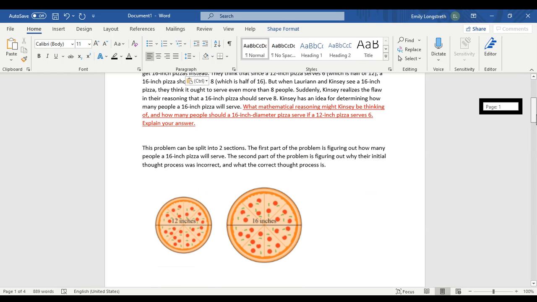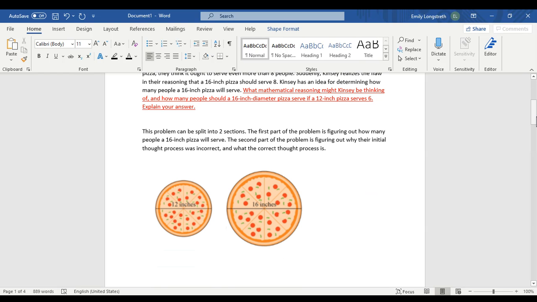As we can see, this problem can be split into 2 sections. The first part of the problem is asking us to figure out how many people a 16-inch pizza will serve. And the second part of the problem is asking us to think about why their initial thought process was incorrect and what the correct thought process is.